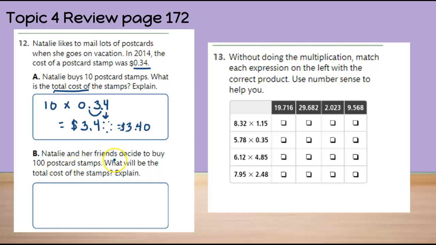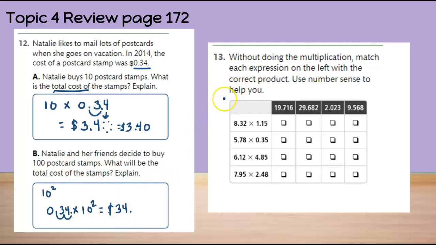Natalie and her friends for part B decide to buy 100 postcard stamps. Well, let's think back. What is equivalent to 100? 10 to the second power, right? So really we're multiplying 34/100ths or 34 cents times 10 to the second power. That exponent of 2 tells us to move our decimal place 2 places to the right, which gives us a whole number of 34. So she spends $34 on 100 postcard stamps.